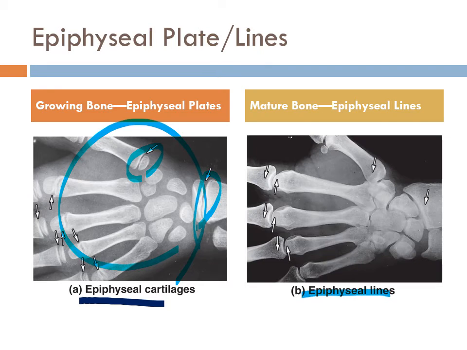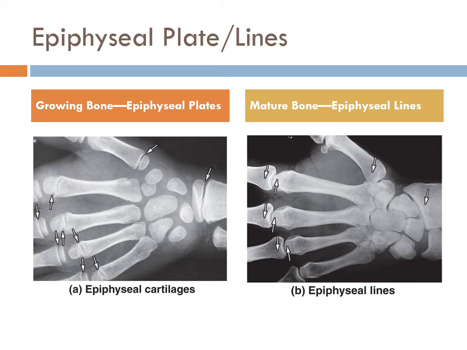On the right, we have epiphyseal lines, so you can see these white lines where those previous plates have grown together and ossified, leaving epiphyseal lines. So once you see an epiphyseal line on an X-ray, you know that this patient has reached skeletal maturity and their bones are no longer able to grow in length.